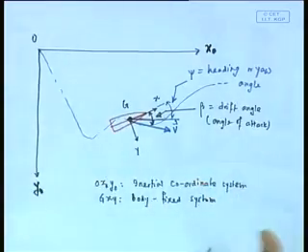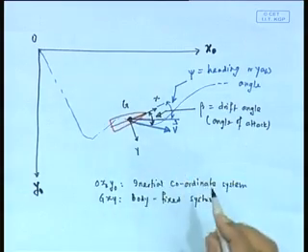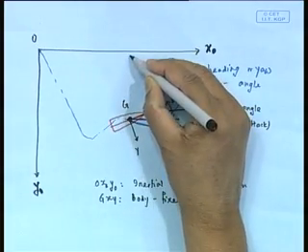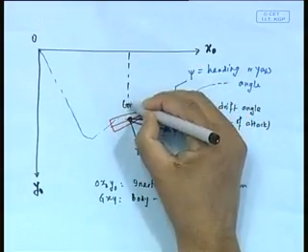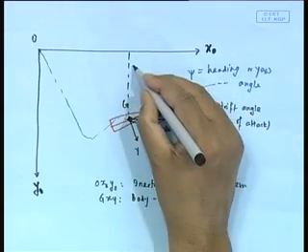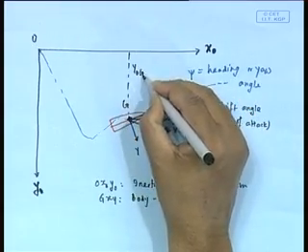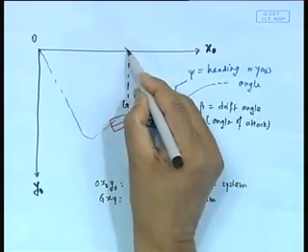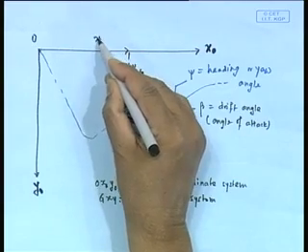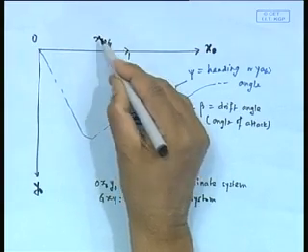Now, having said that, these are the two axes. Now, we will be introducing certain kinds of quantities. Number one is this distance. What is this distance? It is going to be y0G, and this distance is x0G.